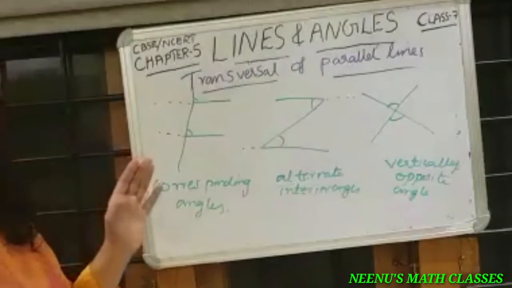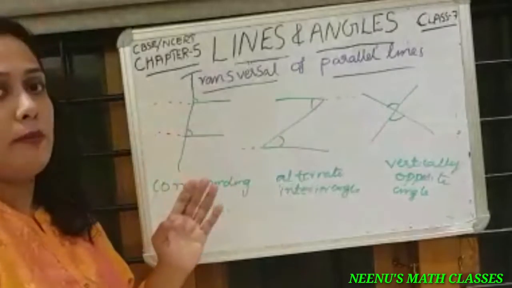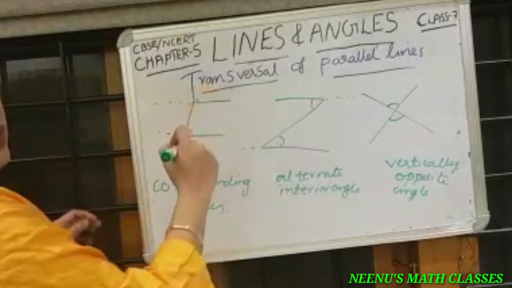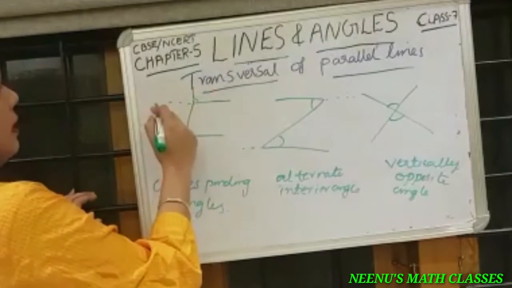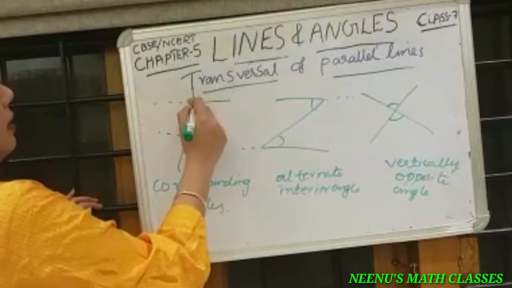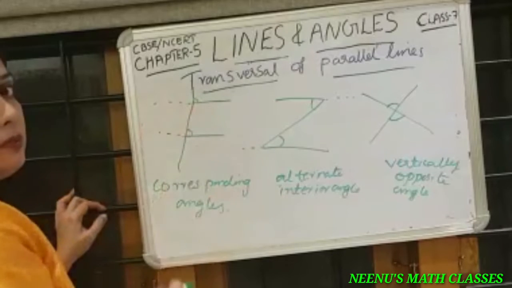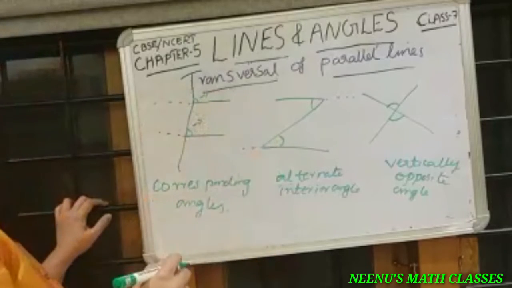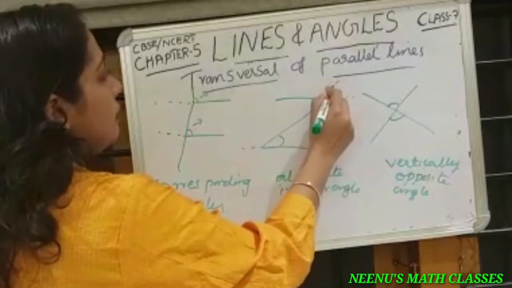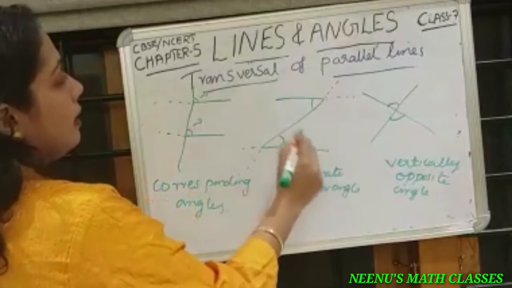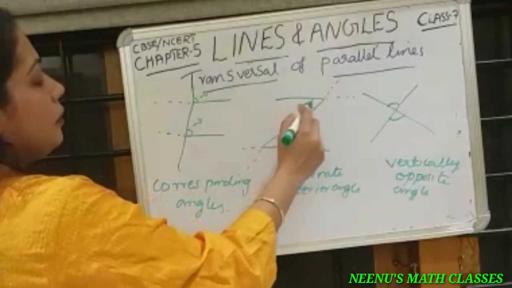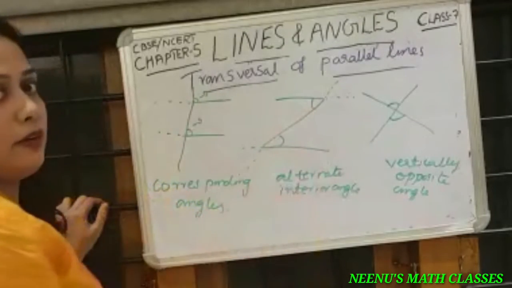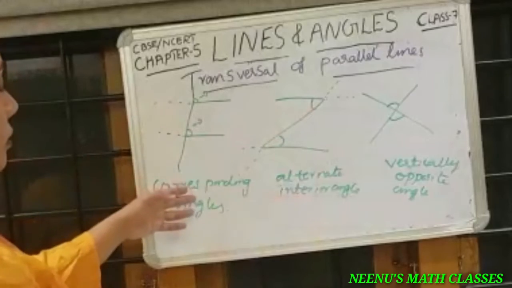We have to remember these certain shapes to do some problems. F shape represents corresponding angles. Corresponding angles means this is a transversal, these are the parallel lines, then this and this should be corresponding angles. They are facing the same direction. Alternate interior angle: this is the transversal and these are the two parallel lines, then these alternate interior angles should be equal. Corresponding angles are also equal.